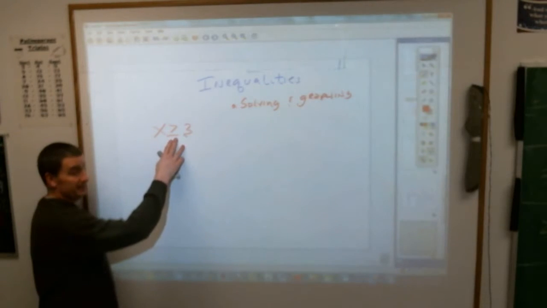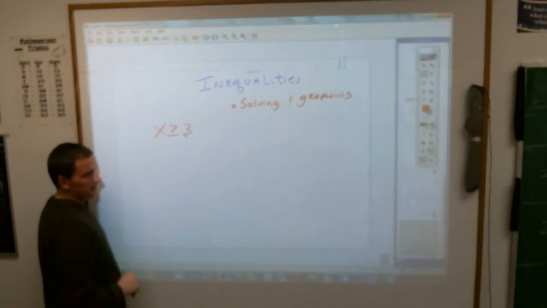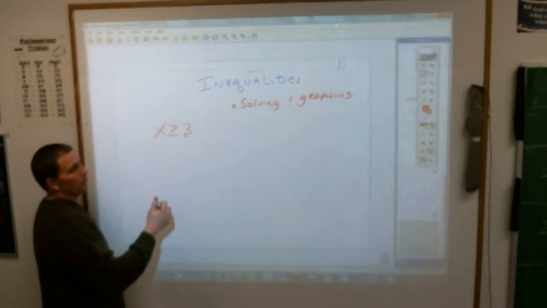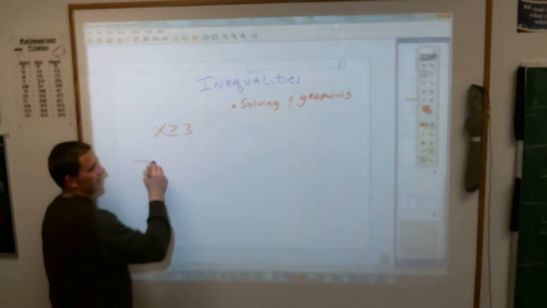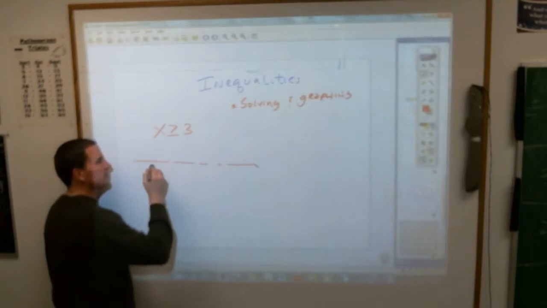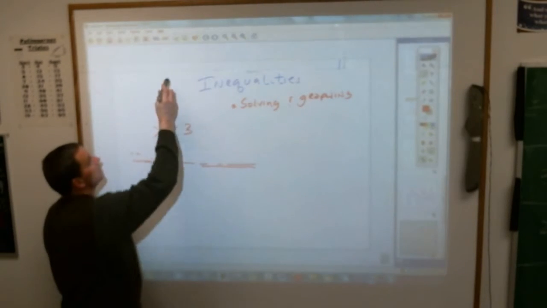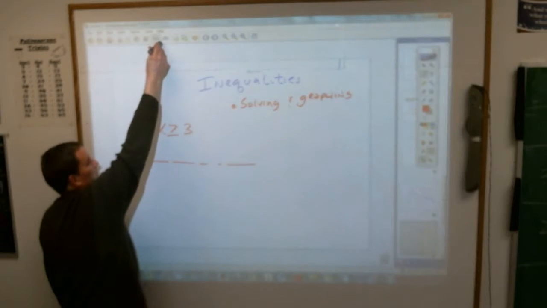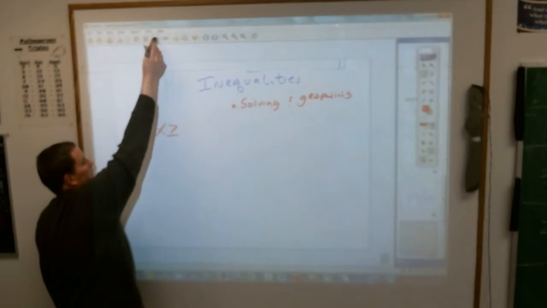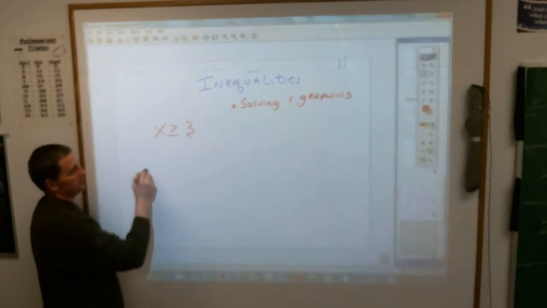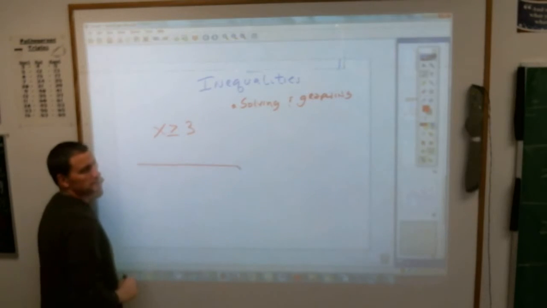Alright, so let's say I said this. If x is greater than or equal to 3, what could be your answers? Any number greater than or equal to 3, right? So the only way to show this visually is to do a number line. The only way to show this is to draw a number line.